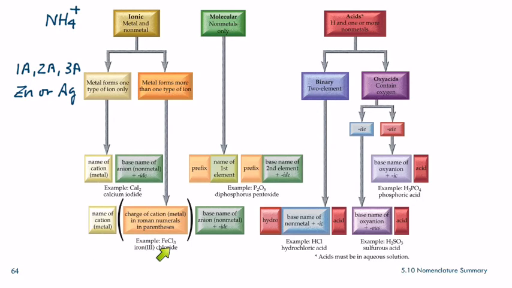The example here, FeCl3. Fe is not in groups 1A, 2A, 3A, zinc or silver. It needs a Roman numeral. Because it could be 2 plus or 3 plus, and if we don't write that in the name, we don't know. Not even the most experienced chemist is going to be able to tell you. Iron chloride, what's the formula? Well, is it iron(II) chloride or iron(III) chloride? So this would be iron(III) chloride.